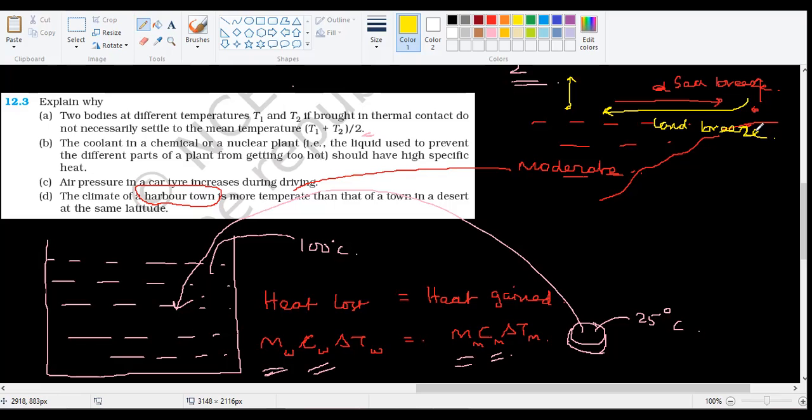So that mixture has a high specific heat. That means it can absorb a lot of heat from the engine. So that's the answer you're supposed to say. Because the higher the specific heat capacity, the more heat it can take.